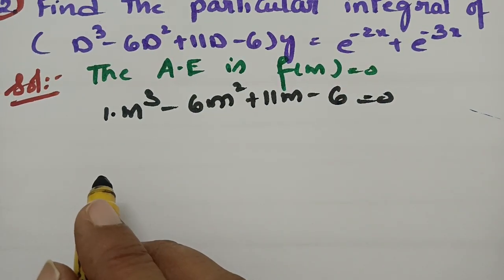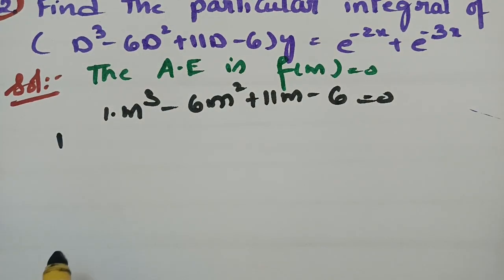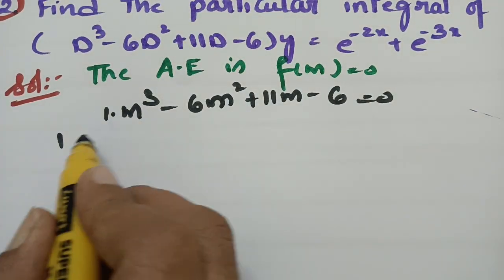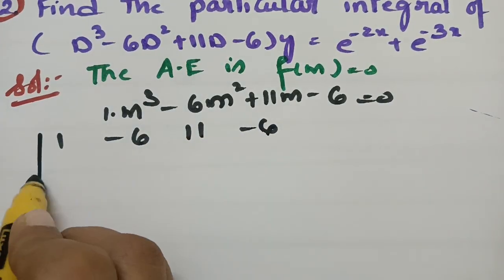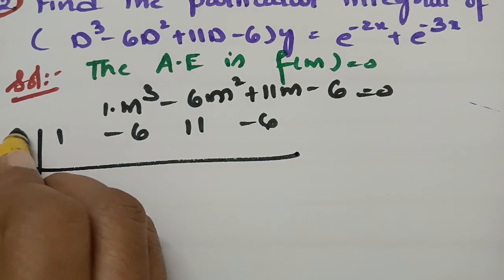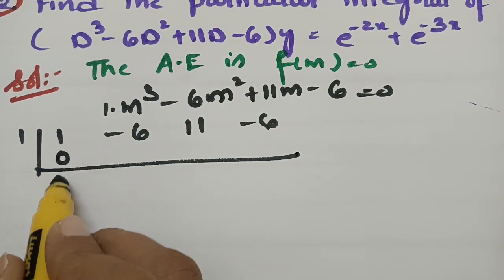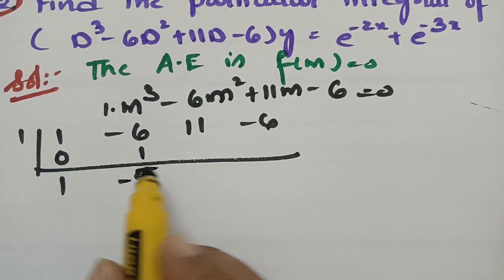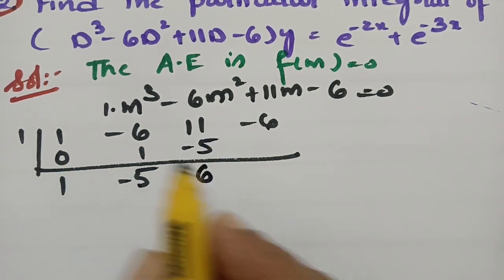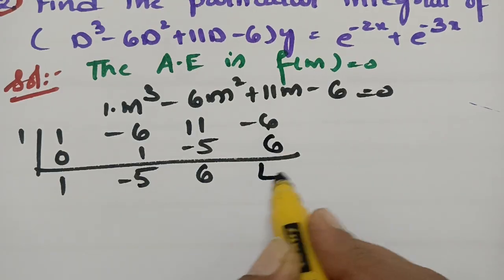The coefficient of m cube is 1. So here we have to make a synthetic division. The coefficient of m cube is 1, this is minus 6, 11, and this is minus 6. So here we have to check with 1. So we keep 1, 0; 1 ones are 1. This value is minus 5. 1 into minus 5 is minus 5. So we got plus 6. So this value is plus 6.